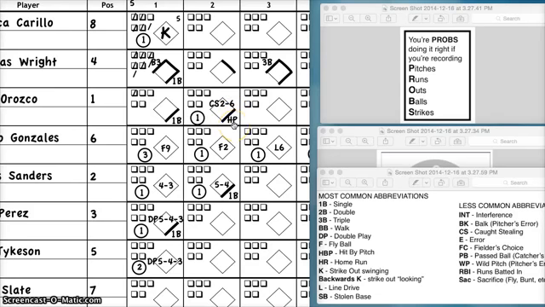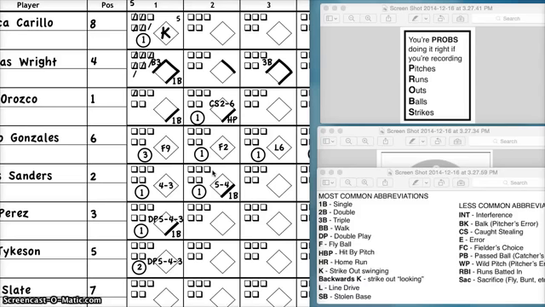tried to steal second, but didn't make it. That's why there's no line going to second, but was instead caught stealing. The catcher, position 2, threw it to the shortstop, position 6, and that was the first out of the inning. So again, we have a lot of information that we can put in our abbreviations.